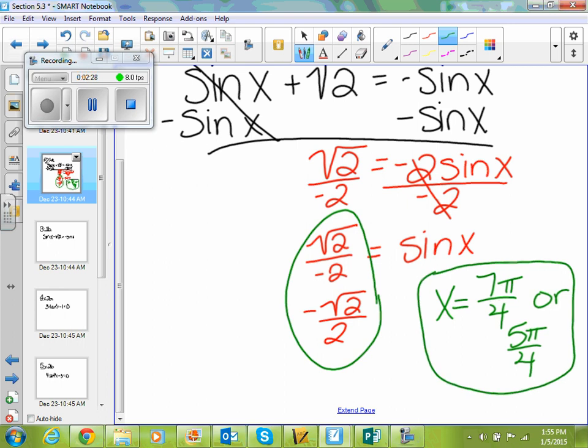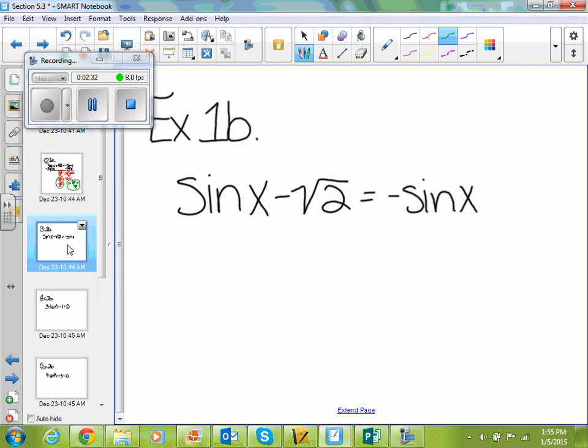Okay, any questions on 1a? If I look at 1b, I have sine of x minus the square root of 2 equals negative sine of x. So very similar to the first one, except instead of adding square root of 2, we're subtracting square root of 2. I'm going to solve that in the same way. In order to get my sine of x's together, I need to move this sine of x. Since it's positive, I need to subtract it, so I'm going to subtract sine of x from both sides.